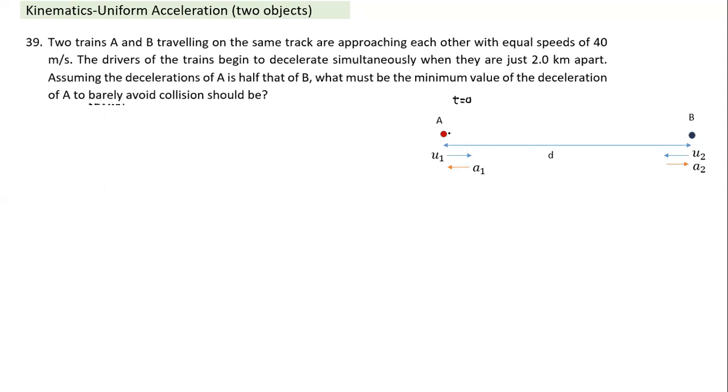This train will travel a distance till it comes to a stop. This train also travels some distance till it comes to a stop. How much distance will this train travel? U1 squared by 2A1. How much distance will this travel before it comes to a stop? U2 squared by 2A2. Are you following, Pranav? Yes, sir. So if this train travels a distance S1 till it comes to a stop, and this train travels a distance S2 till it comes to a stop, then S1 plus S2 has to be equal to D to just avoid collision.